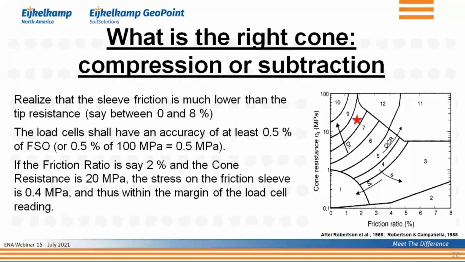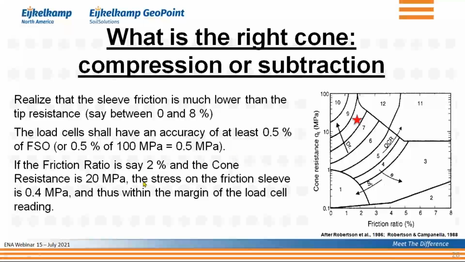Now, let's take a certain soil, which you see indicated by that red dot. You see there that the tip resistance is about 20 megapascal, and you see that you have a friction ratio of 2%, which means that the stress on the friction sleeve is 2% of 20 megapascal, which is 0.4 megapascal.